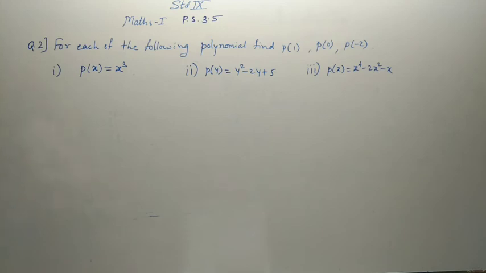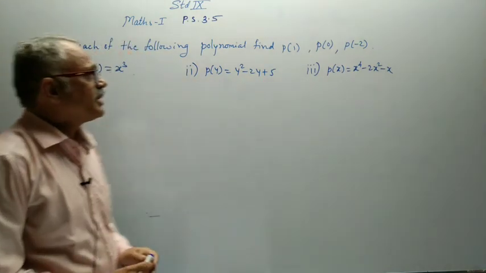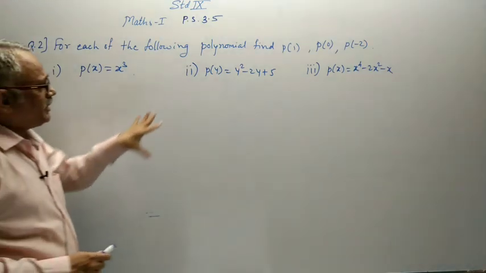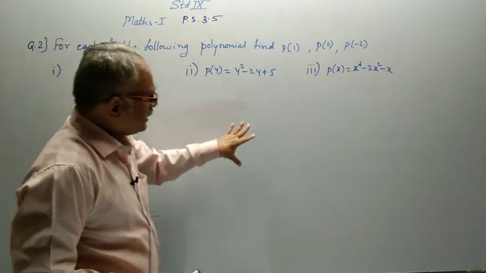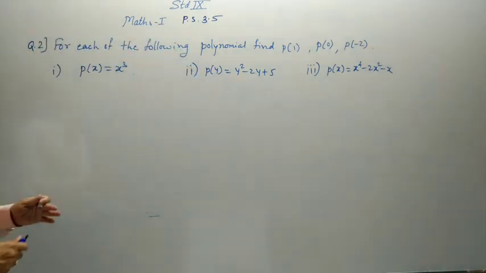Now the second question from 3.5. It is asked to find p of 1, p of 0, p of minus 2 for these 3 questions. Means total there are 3 3s are 9 questions. I am not going to solve all. I will solve these 3 from this 1 or 2, and then the remaining part you have to complete.